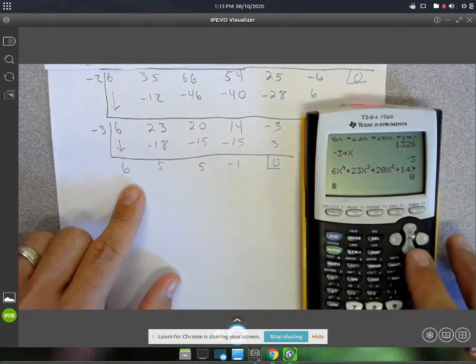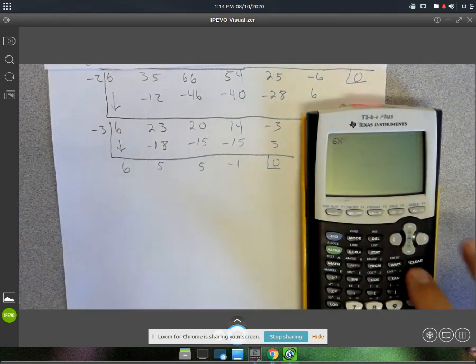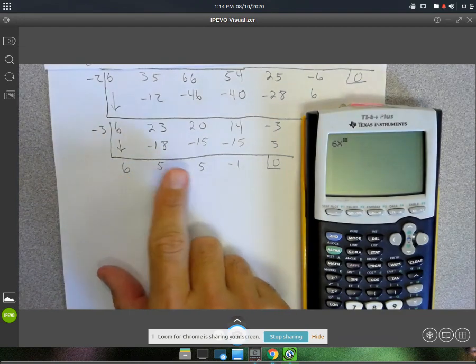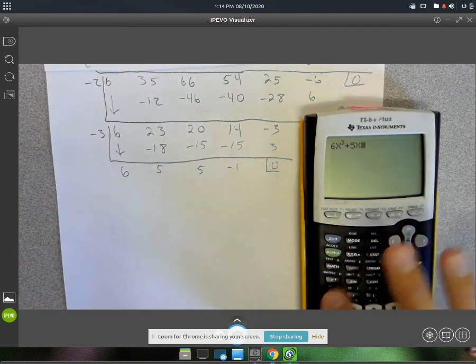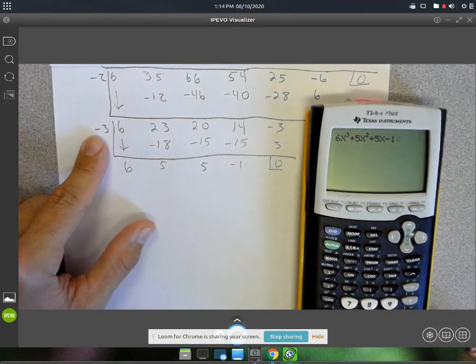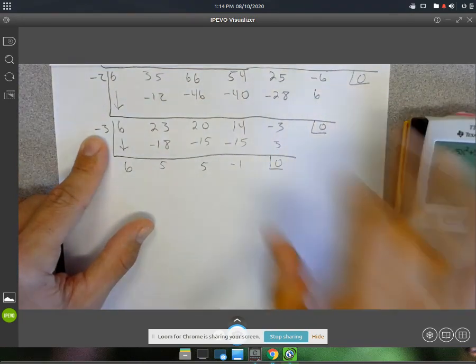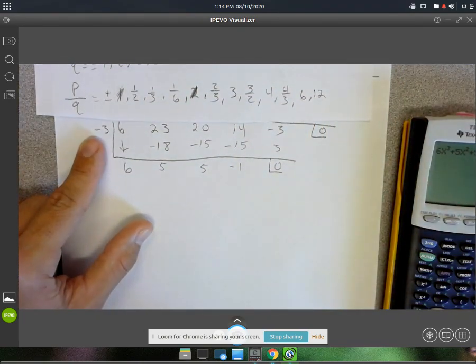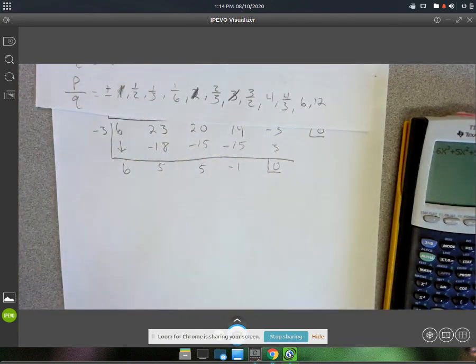So this is my new polynomial. Let me type that in. I've got 6x to the 3rd power plus 5x squared plus 5x minus 1. Now this is going to check negative 3 again, in case it was a double root. It is not. So that means that 3 and negative 3 are off of my list. Those do not work.